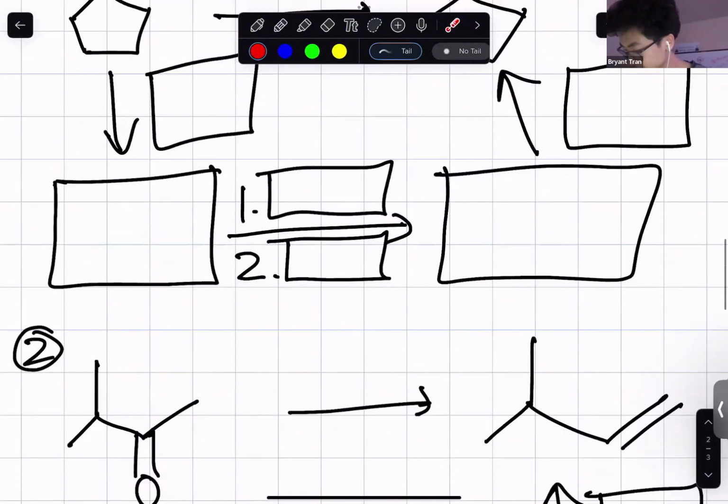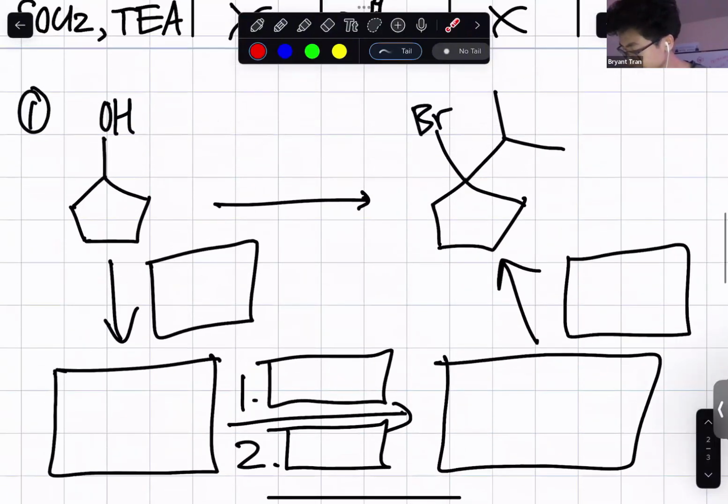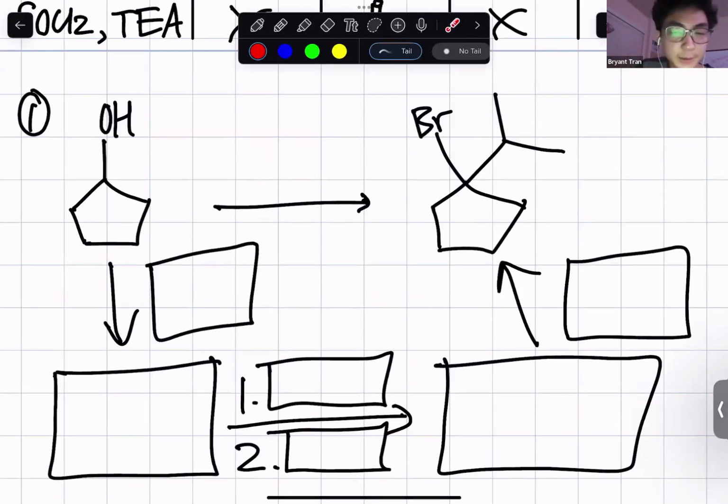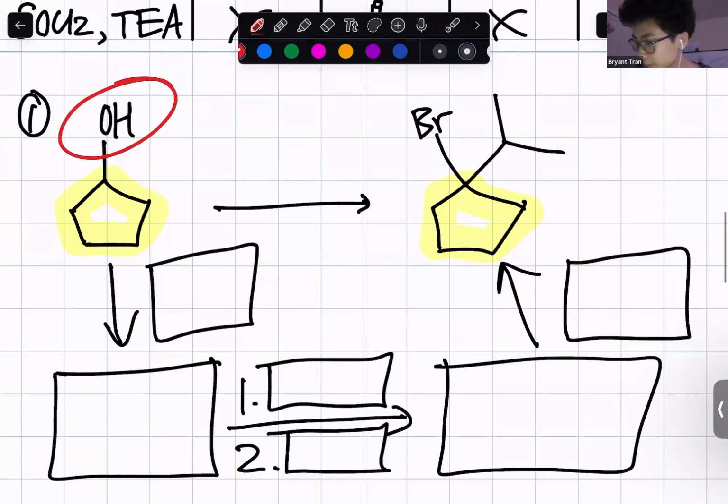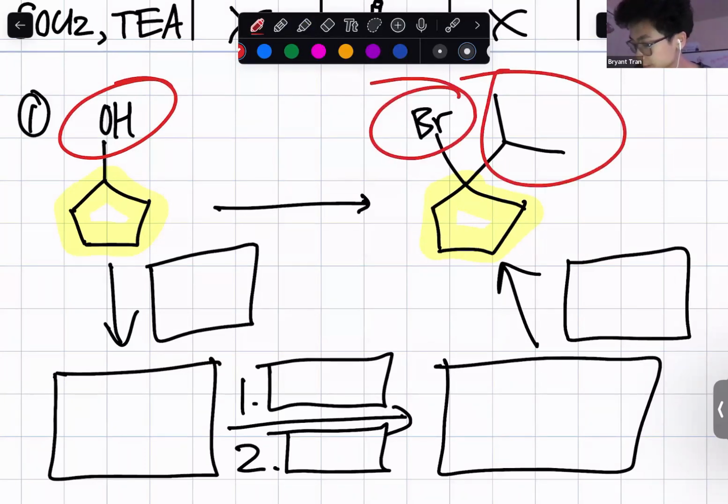Okay, so for this synthesis problem, what I like to do is think about it retrosynthetically, so going backwards, right? The first thing I do is find my similarities, and I'm going to highlight the similarities in yellow here. This part of the molecule right there is this part of the molecule right there. And I see that the differences are these groups right here, right? The OH group is no longer there, the Br group is new, and this R group is new, right?